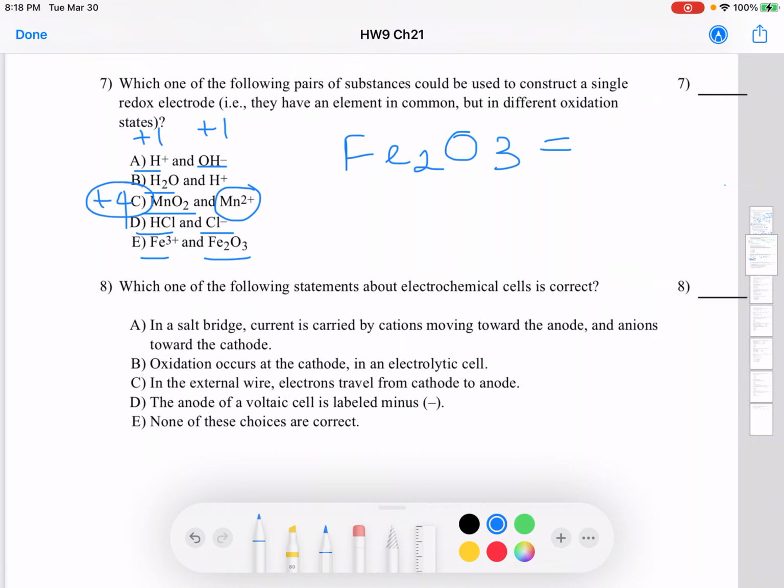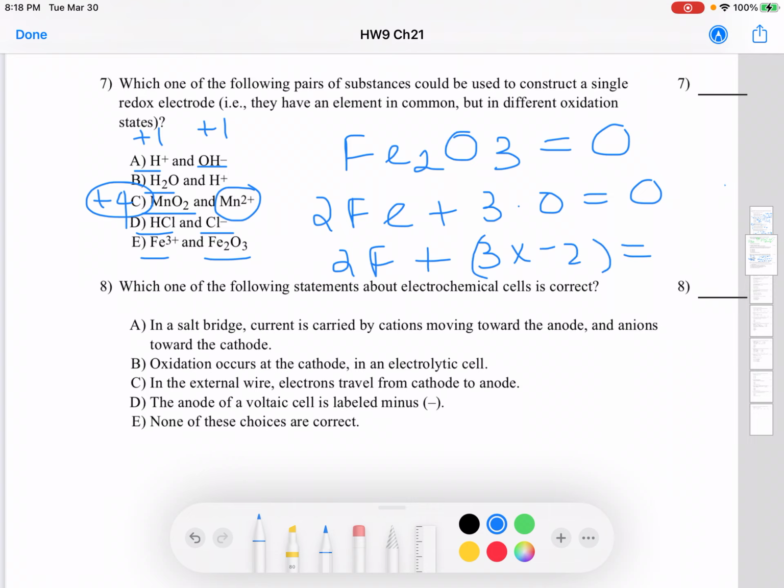Fe2O3. Overall oxidation number 0. There are 2 Fe and 3 oxygen. The oxidation number 0, so oxygen -2. 3 times -2 is -6, so 2 Fe is going to be +6. So the iron oxidation number is +3 in iron oxide.